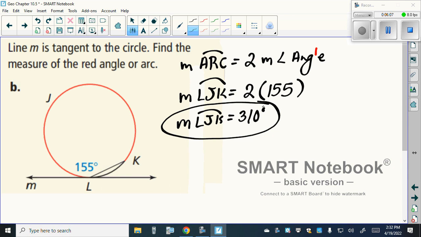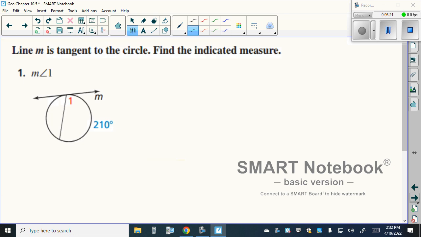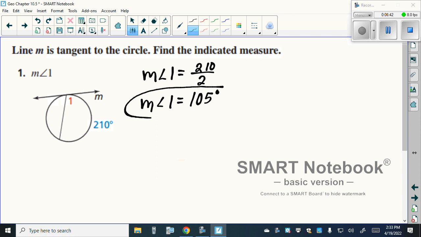What would arc LK be? Because this little arc down here would be, because the whole thing is 360. So how would we find the measure of angle 1? 210 divided by 2, because the angle is half the measure of its arc. So we would take 210 degrees, the measure of the arc, and divide it by 2 and get 105 degrees. Questions on this here?